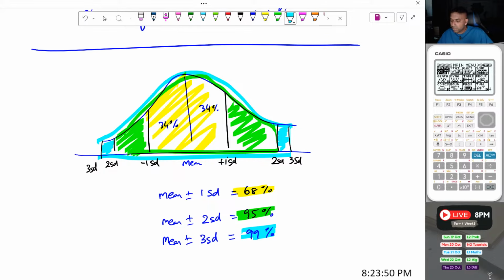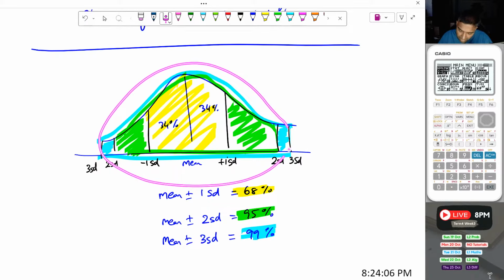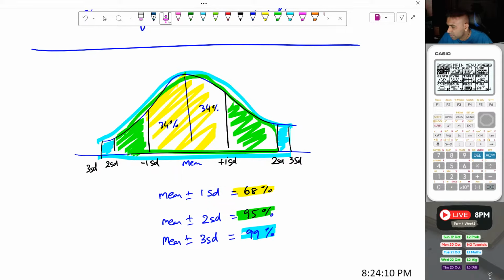So basically what it does is it kind of branches out and goes, right, 1 standard deviation, I'm going to collect all of this data. When I go 2 standard deviations, I'm going to get 95% of the data. And then when I go 3 standard deviations, that's going to collect almost 99% of the data. So that's pretty much the idea behind it.